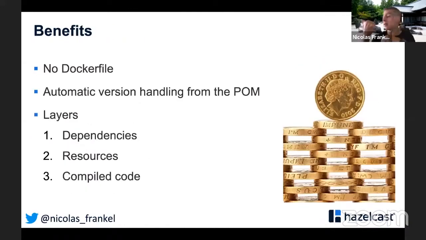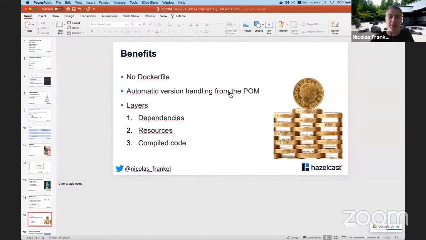So the benefits are: there are no Dockerfiles, it's automatic version handling from the POM, and you've got three layers. You've got the dependency layer, the resources layer, and the compiled code layer. So again, it does it for you automatically. Let's see how it works.